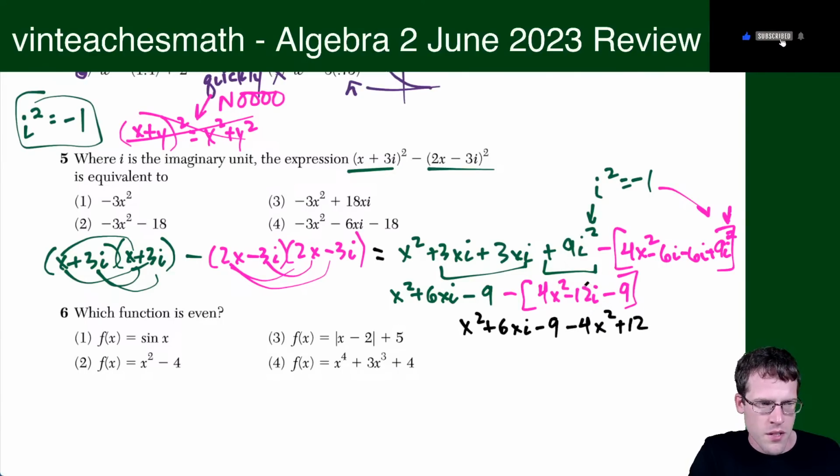Oh, nobody yelled at me. It was 2x times 3 minus 3i. So there was supposed to be x's attached here. Okay, so that's minus 12xi.